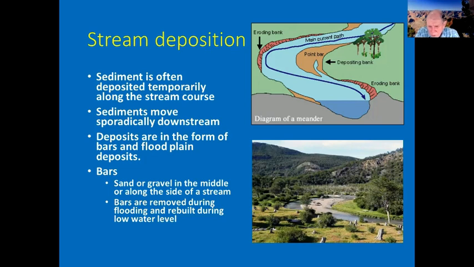Typically on a point bar, if you look up at the head of the point bar, you're going to see chutes, which are narrow channels up in here. You can see the chute right up here on the top of the diagram of the point bar.